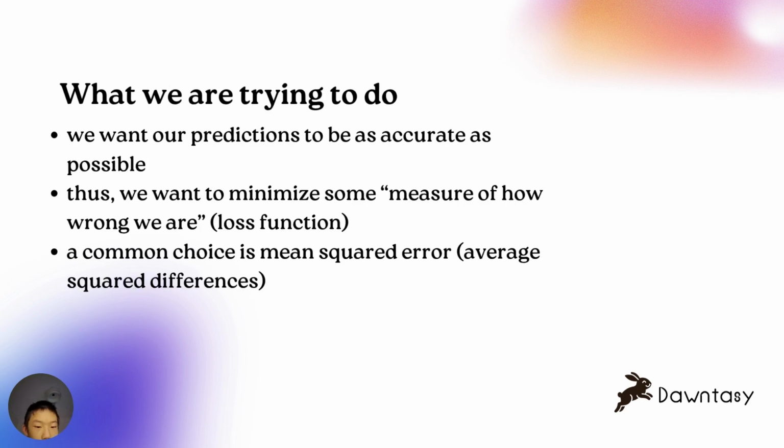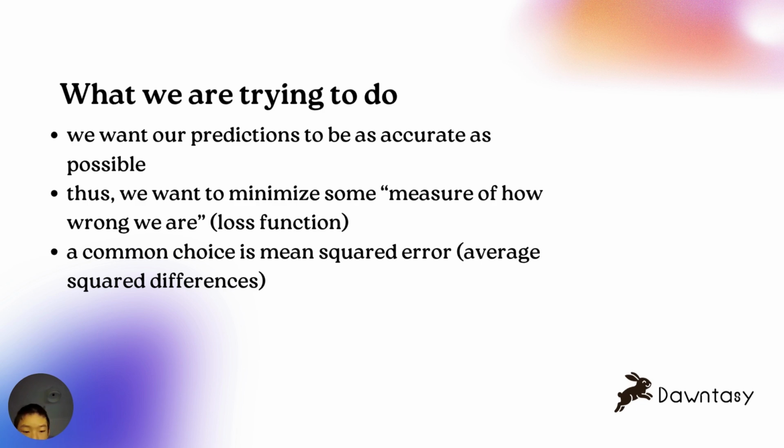Okay, so remember how in linear regression, we want our predictions from this linear model to be as accurate as possible. So we want to somehow adjust the slope and the intercept, or the weights and the biases, such that our predictions are as accurate as possible. So we want to optimize our parameters to make the overall prediction accurate. So formally, we want to minimize some loss function, or a measure of how wrong we are.